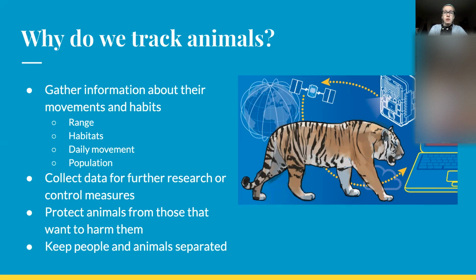The other thing we do with tracking is help to keep animals and people separate. A good example is tracking a tiger, like you see here, so that when he gets too close to a village, maybe bright lights turn on and scare him away. That way it keeps the people and the tiger separate, and so hopefully nobody gets hurt.